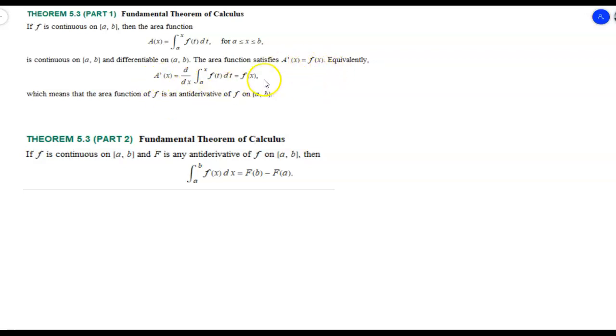Equivalently, we have this set up here. So the derivative of the area function is equal to the derivative of the integral, which makes sense because the area function is equal to the integral. So if you take the derivative of both of them, they should be equal as well. And that means that the area function of f is an antiderivative of f on [a, b].